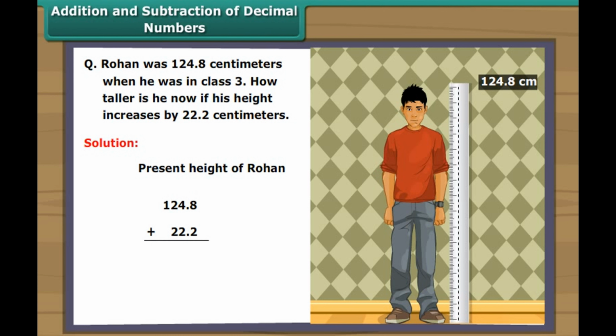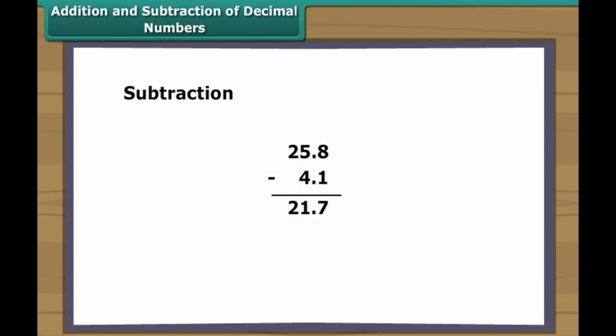We add first the digits at the right side of the decimal, followed by the addition of digits on the left side. The sum of 8 and 2 gives 10. We write 0 at the bottom and 1 as a carryover on 4. The sum of 1, 4 and 2 gives 7, and 2 and 2 gives 4. Thus, the height of Rohan is 147.0 centimeters. Similarly, we can subtract one decimal number from another. Here we subtract first the digits at the right side of the decimal, followed by those at the left side.